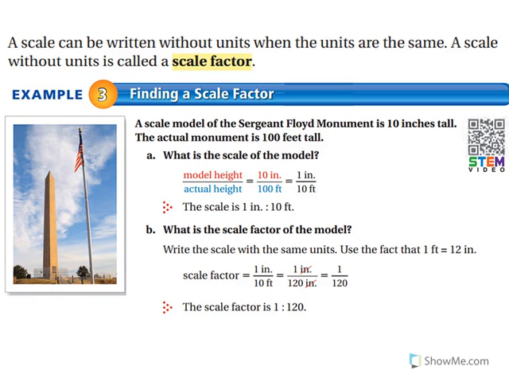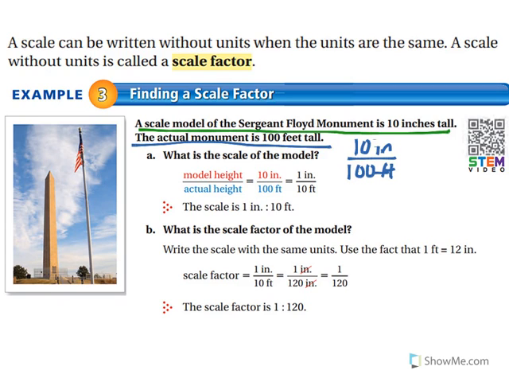So for number 3, the example says the scale model of the Sergeant Floyd Monument is 10 inches tall. So this is the scale model, is 10 inches tall. The actual monument is 100 feet tall. So we have two parts we're going to solve here. The first part is A, what is the scale of the model? So we're going to start off with the information we know. We know we have 10 inches, and we know we have 100 feet. And we know that 10 inches and 100 feet refer to each other. So the model to the actual is 10 inches to 100 feet.